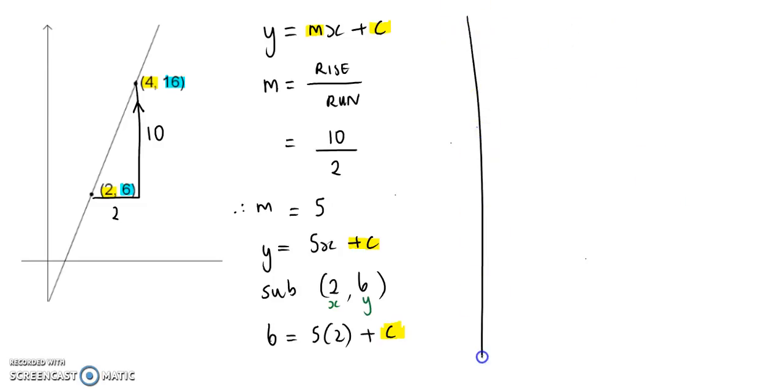Okay, let's clean this up a little bit. 5 times 2 is 10. And now I still need to get c on its own, so how do I get rid of this positive 10? Well, by doing the opposite, so that the 10s cancel out, giving me just c. What about the right-hand side? 6 take away 10 is negative 4. So my conclusion is c must be negative 4.